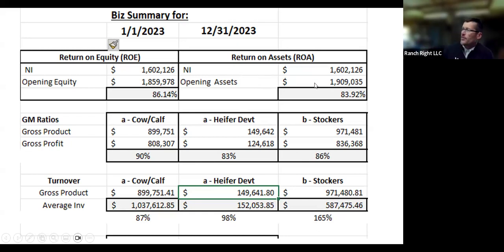Okay, so again, return on assets is just the net income, the bottom of the P&L, divided by the bottom of your asset class from the prior year, end of the prior year. Your gross margin ratio is the gross profit divided by the gross product. Okay, how much of that money do you keep? And then the asset turnover, again, this is not a number of times, Danny, as you were asking about. This is just how many dollars of gross product are you generating from that average inventory?